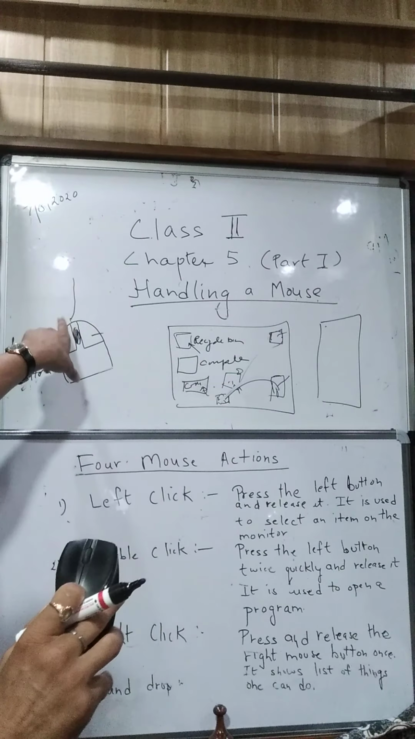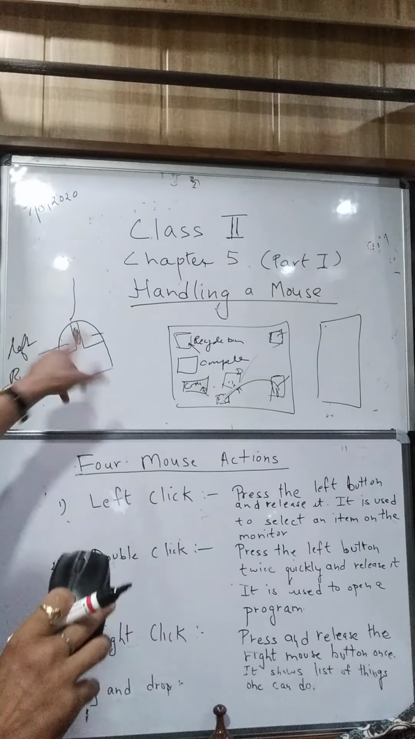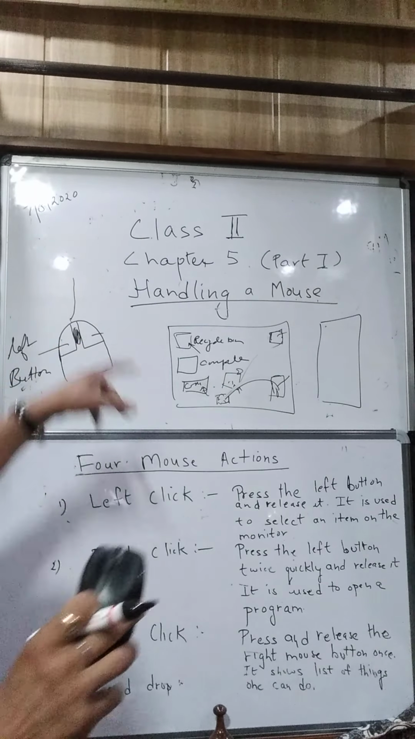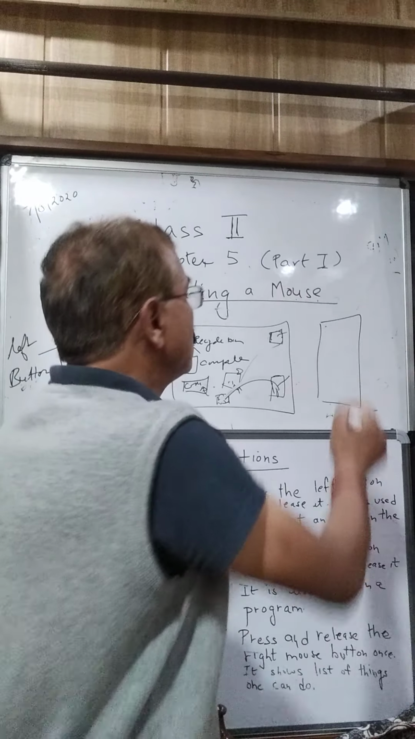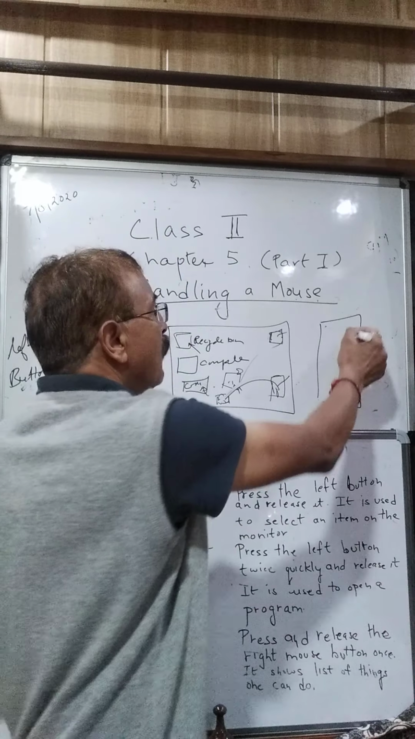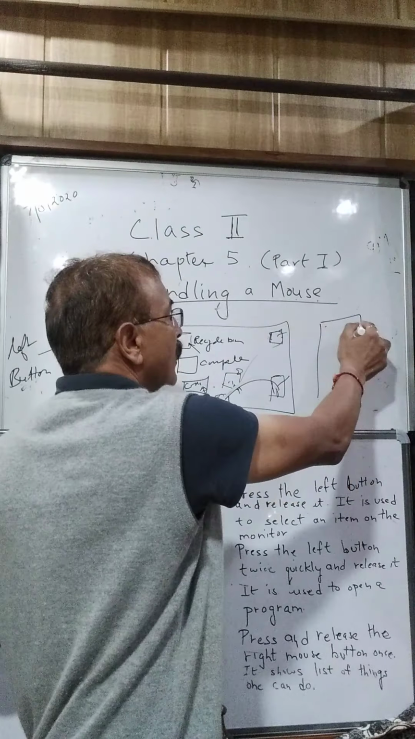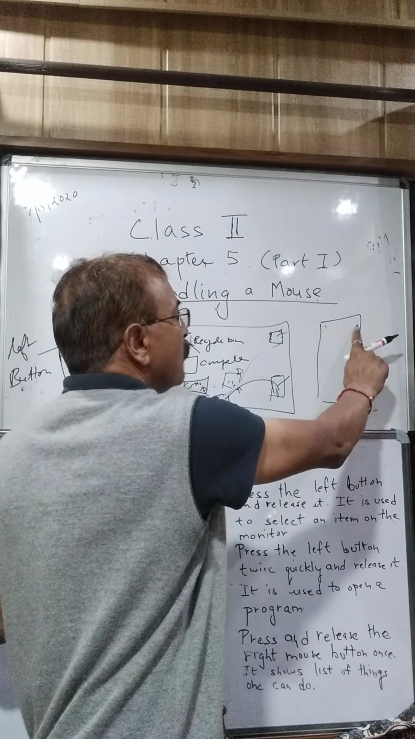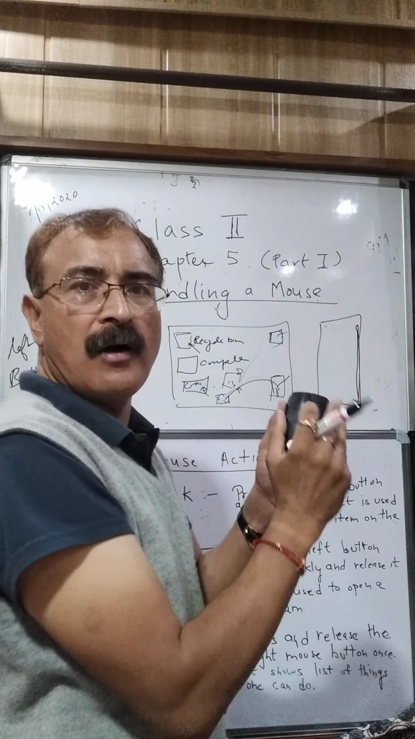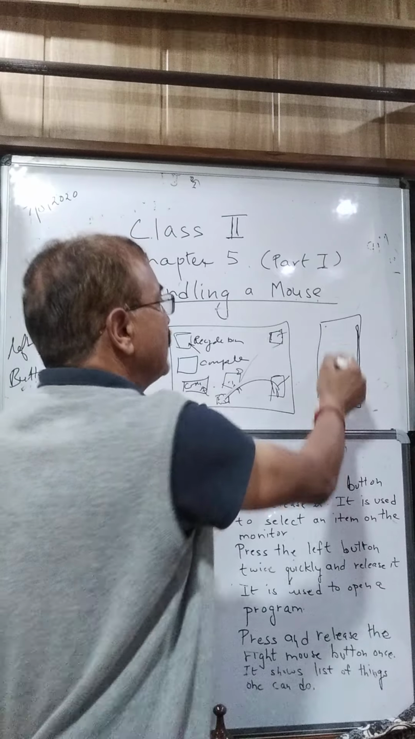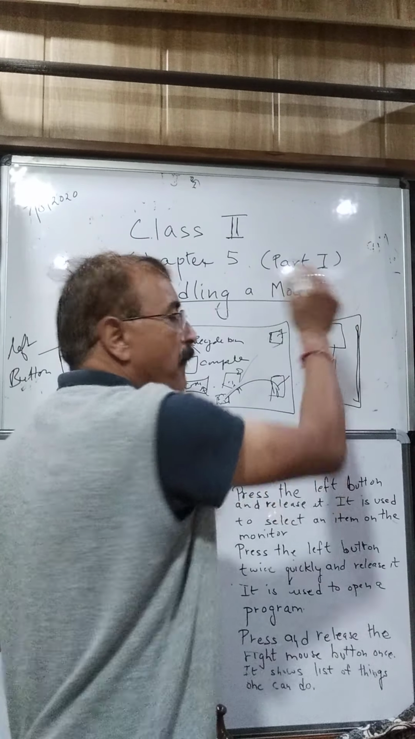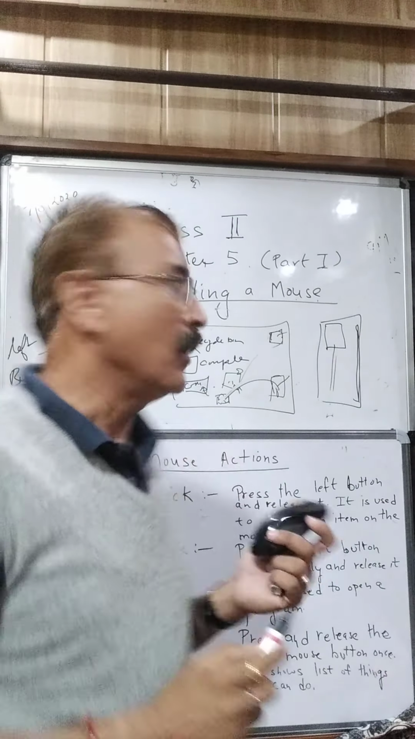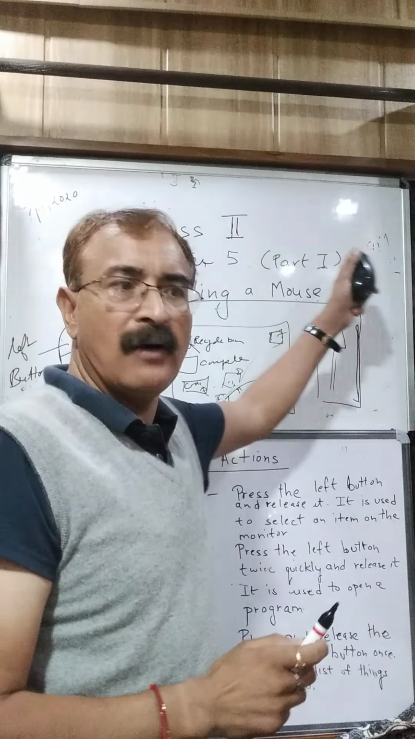So remember, a mouse has 2 buttons, left button and right button, and a scroll wheel. Scroll is to move a page up and down. Suppose you have a document of 10 pages and you want to move. There's a scroll bar here, and by moving this scroll you can move the page up and down. Okay, boys. Now the practical I will do in the second part.